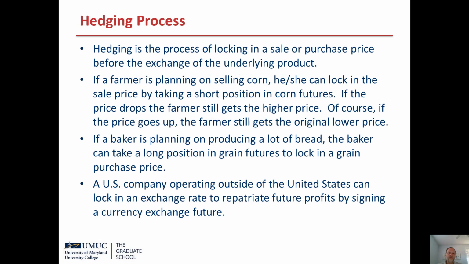The hedging process is again locking in a sale or purchase price. A farmer planning on selling corn can lock in that price by taking a short position in corn futures. If the price drops, the farmer still gets the higher price. On the other hand, if the price goes up, the farmer would have been better off waiting, but they largely do this for an insurance purpose. You don't expect to make money off buying car insurance. It just lowers your risk.